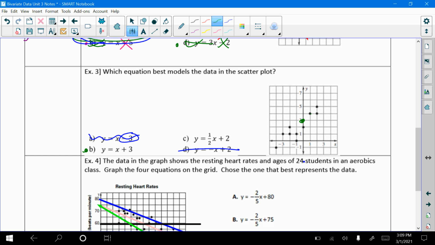And up 1 over 1. Up 1 over 1. Up 1 over 1. I'm going to go down, back, down, back, down, back, and draw a pretty line. Roughly through there.